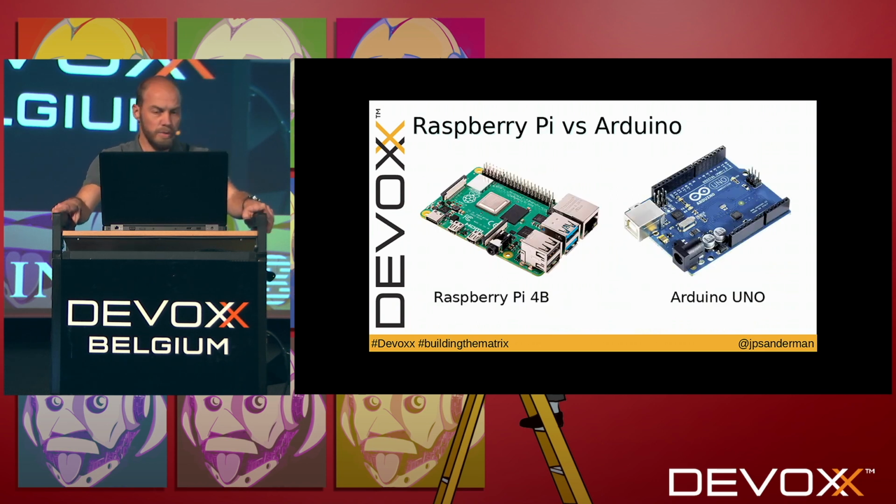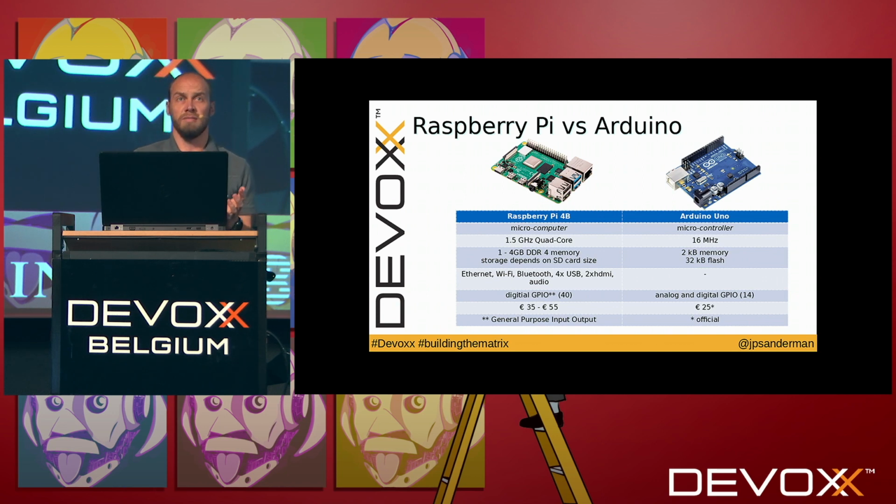Let's start with the difference between the Raspberry Pi and Arduino. How many of you own a Raspberry Pi? That's about half the room. And how many also own an Arduino? A little bit less, but not that much. Okay, so well, what's the difference?